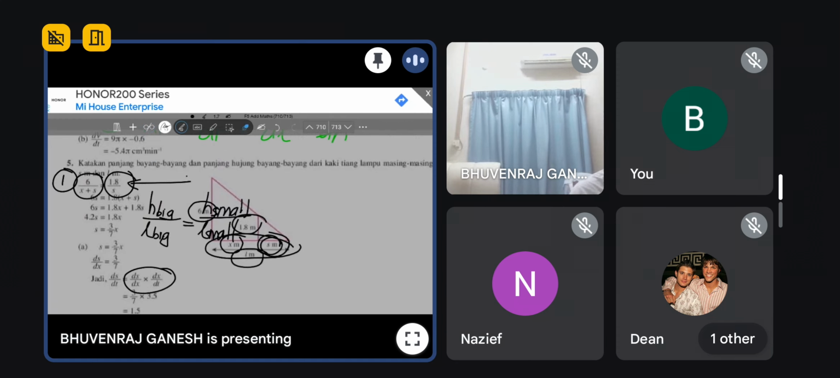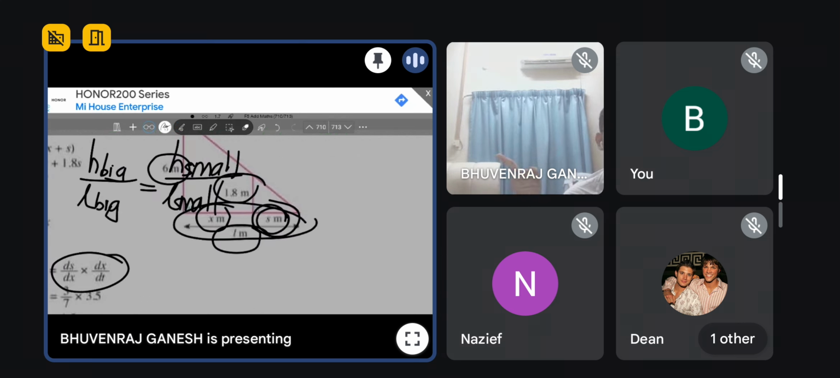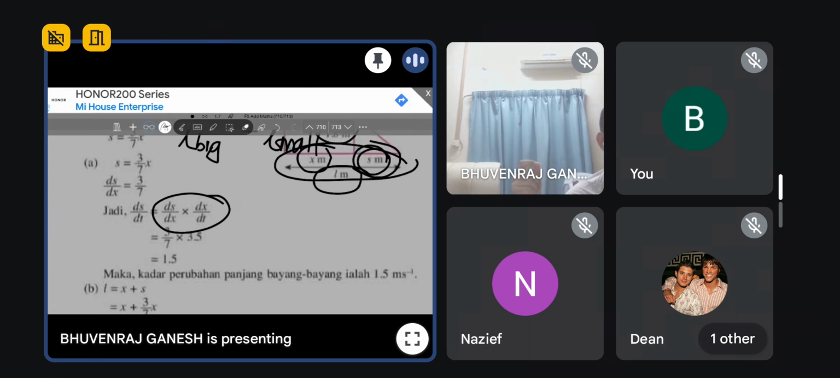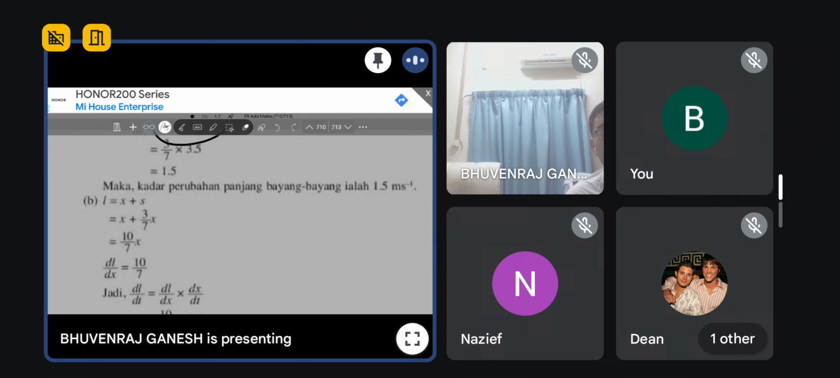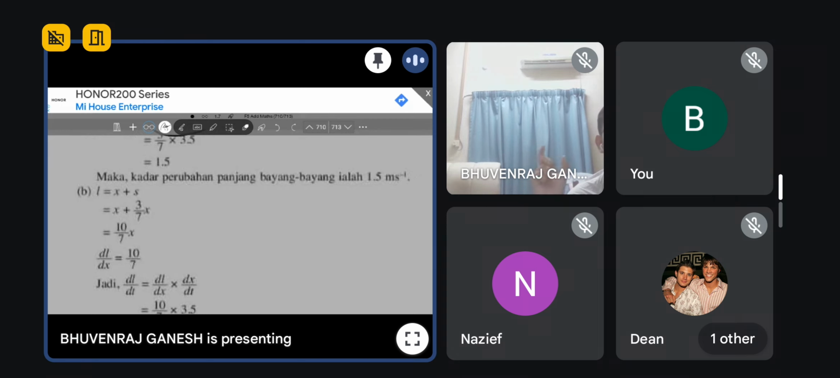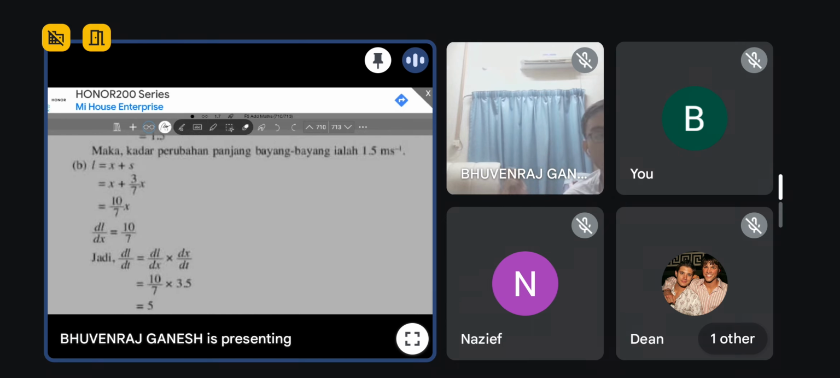Just now in the first part, we made an assumption. Hujung bayang-bayang, the end of the shadow from the lamppost, we give it a symbol of L. If you refer here, x plus s is equal to L. So from here, you can actually get an expression. S, just now we already have it, 3 over 7 x. So you add both to get your L. Then you can apply differentiation, dL/dx, because we want to find out dL/dt, the rate of change of the end of the shadow, which is L. So you will get something like this.